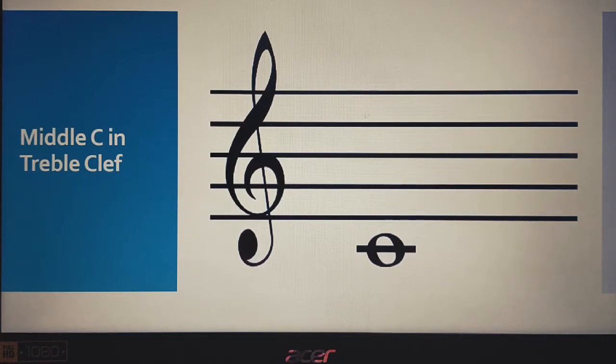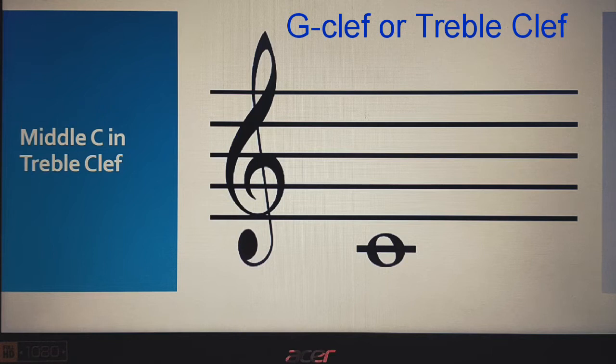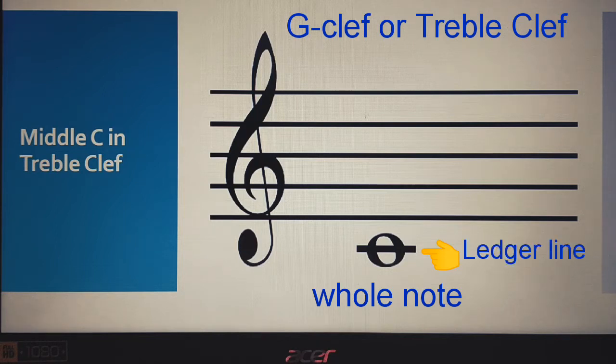Now, do you remember that symbol? That is the G clef or the treble clef. Now the note outside of the staff is a whole note, and the line that is outside of the staff is what we call the ledger line. If we look at this one, this is what we call the middle C or the middle do.